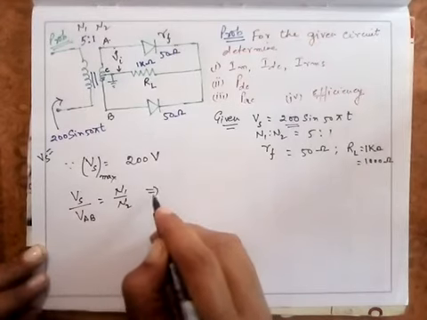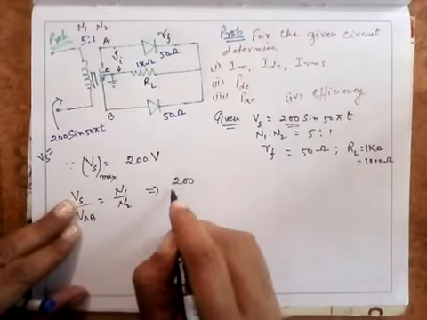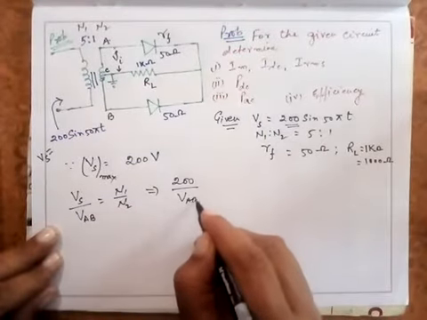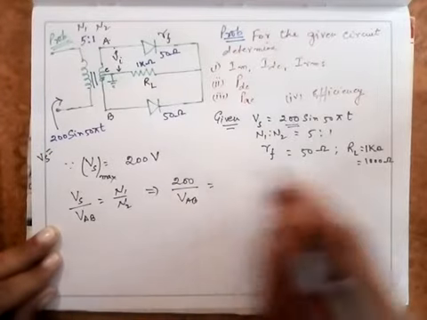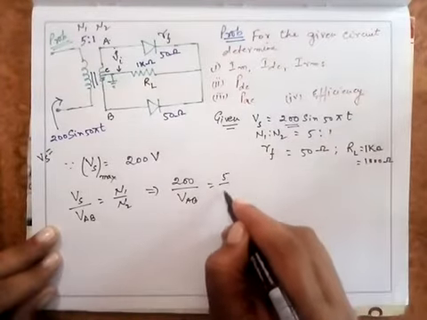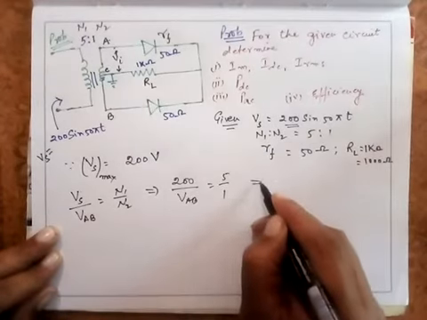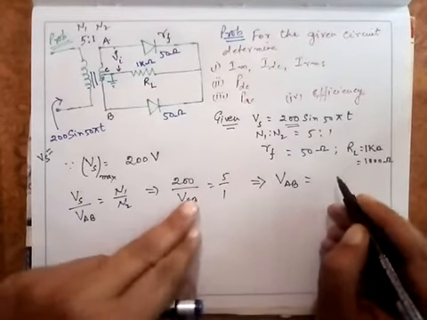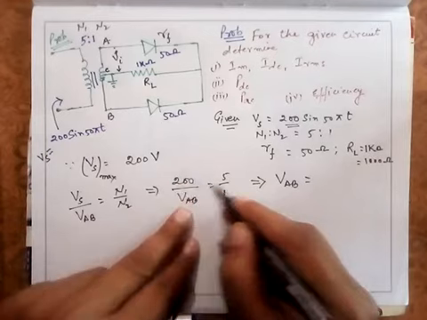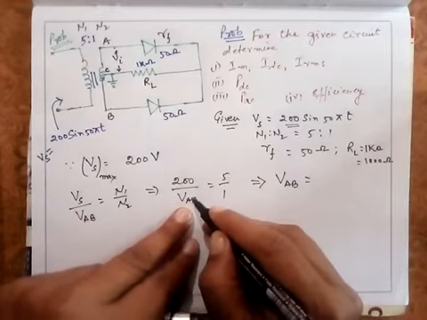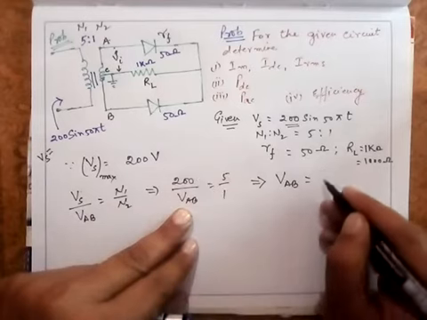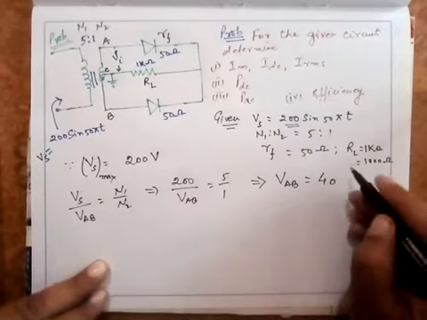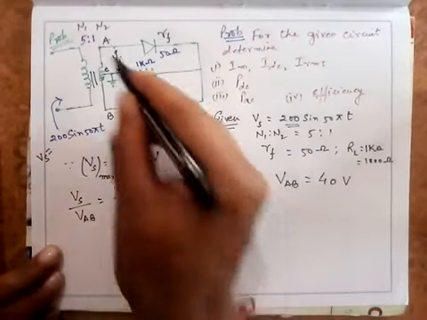So this implies that Vs is given to you as 200 upon VAB, the potential between points A and B, will be equal to N1 upon N2, which is 5 upon 1. This implies that the voltage VAB, the maximum value of course, will be equal to 200 upon 5. So it will be 5 4s are 20, yes, it is 40 volt. Now this is the voltage, 40 volt.